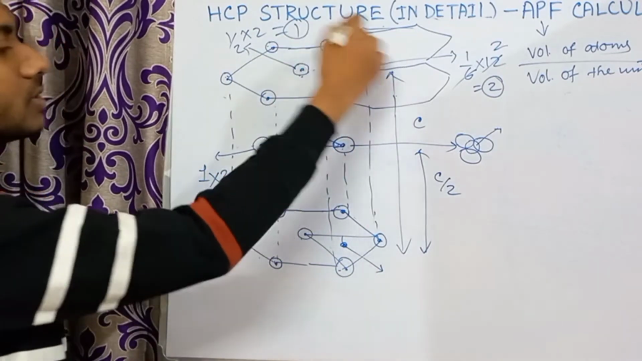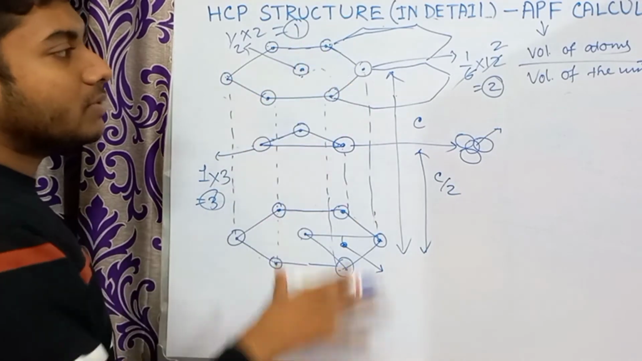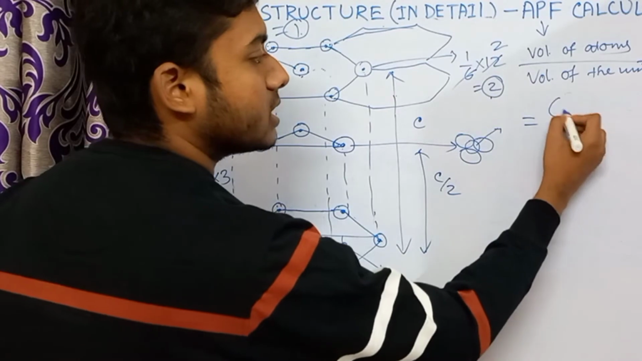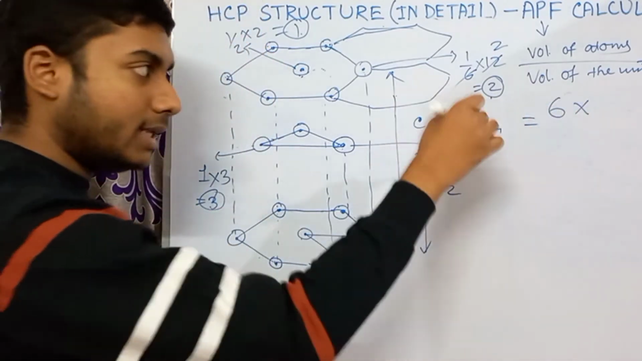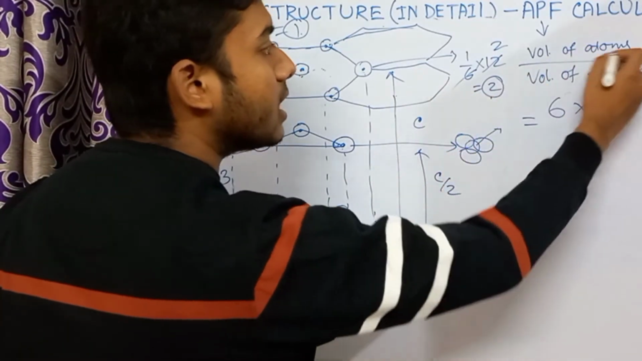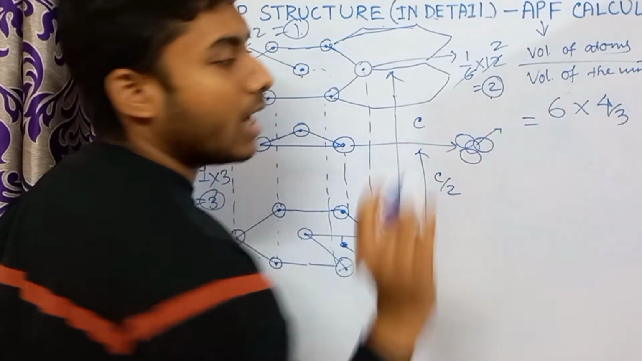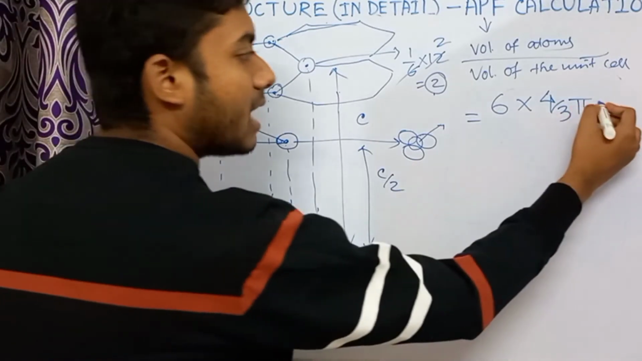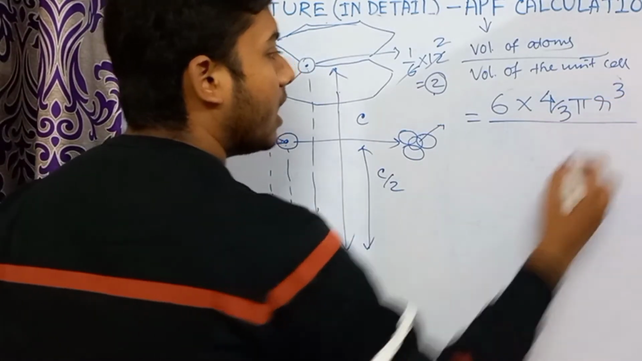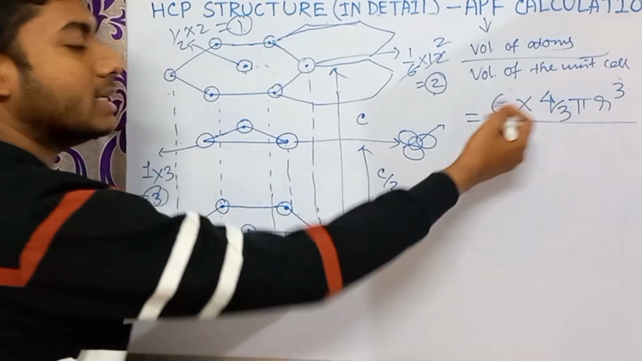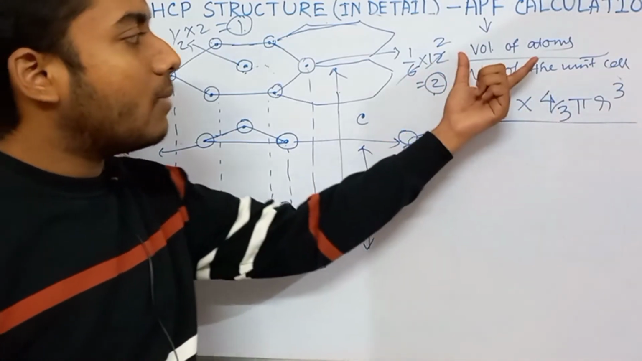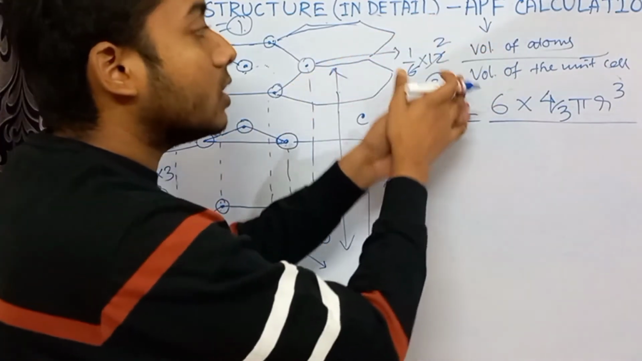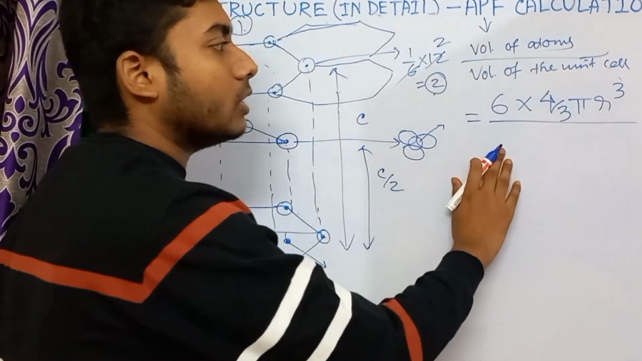So the total contribution of the atoms for one unit cell is what? Just 2 plus 1 plus 3, that is 6. So 6 is the effective number of atoms in a unit cell, multiplied by the volume of each atom. I am assuming the radius of each atom is r. So 4/3 pi r cube is the volume of each atom, and it is multiplied with 6 so that we can find the total volume of atoms in a unit cell, divided by the volume of the unit cell.